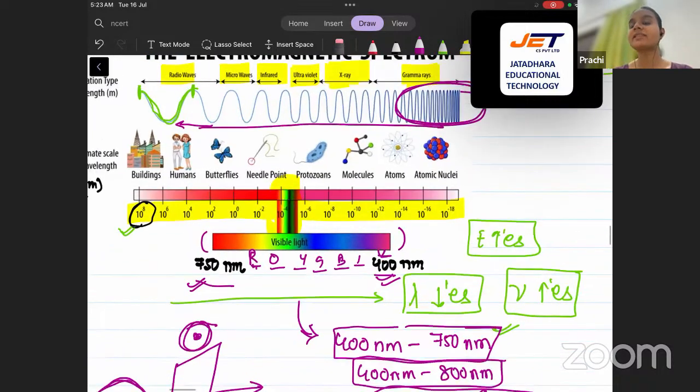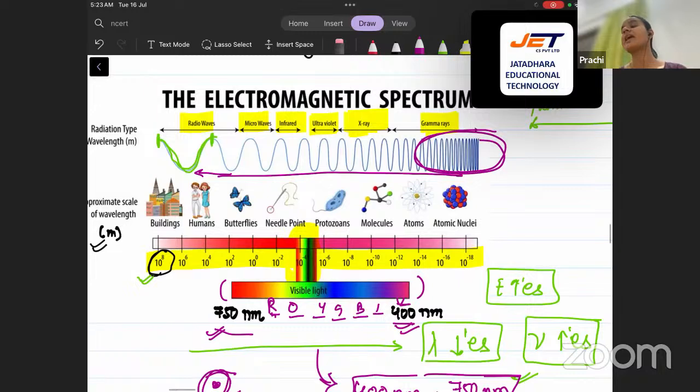And what we can see here is that the radio waves have a long wavelength. They are very long waves, right? That is the reason they are used for communication, which is around 10 raised to the power 8 meter. And also microwaves, we have around 100 meters, and then the wavelength keeps on decreasing as I move from the radio waves to the gamma waves.